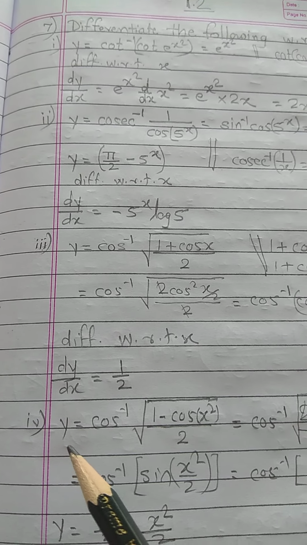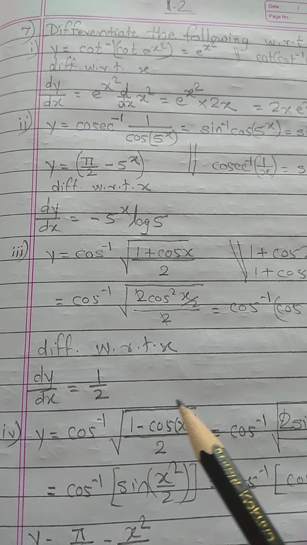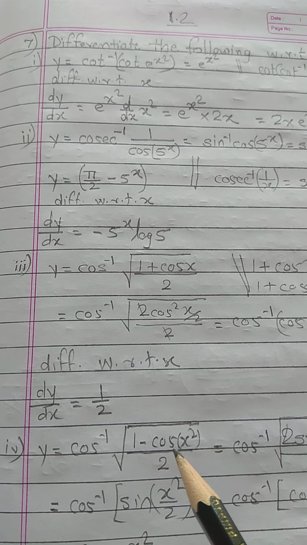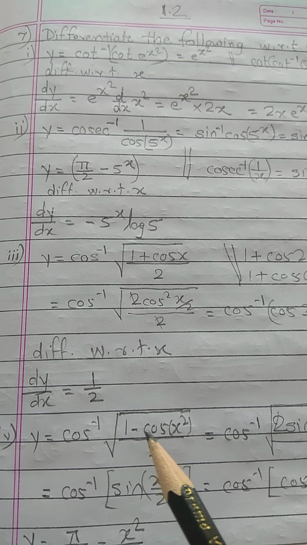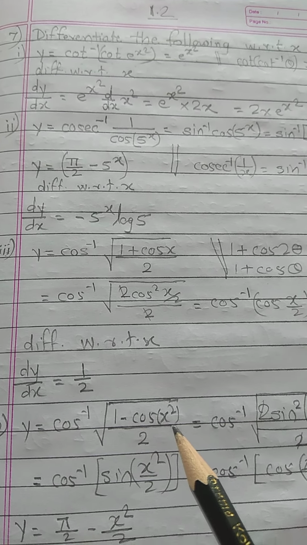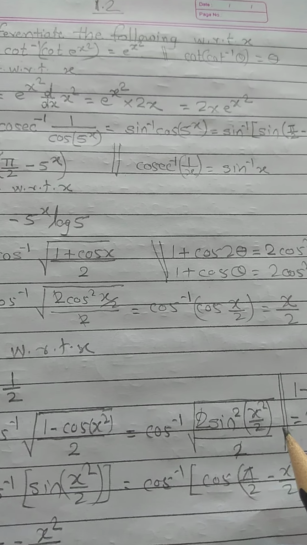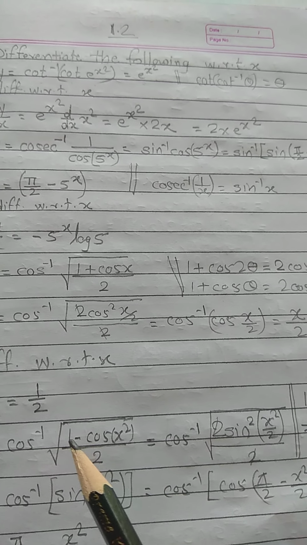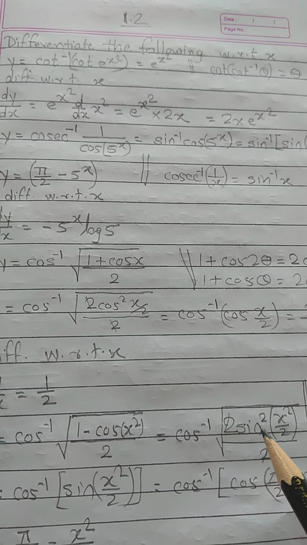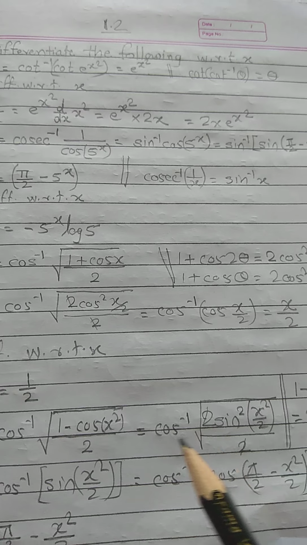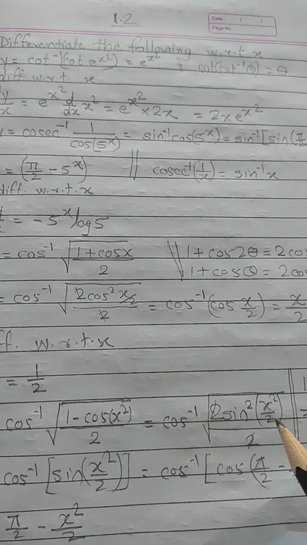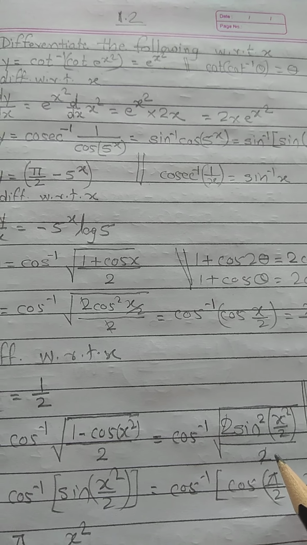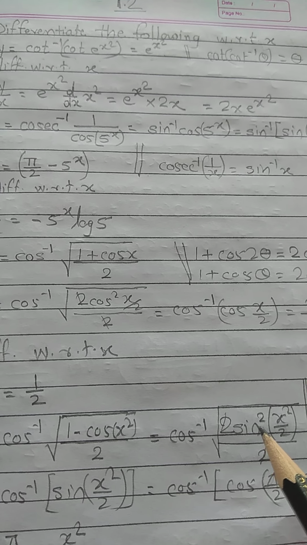Roman 4, y equal to cos inverse of root of 1 minus cos of x square upon 2. We will compare it with 1 minus cos theta equals 2 sine square theta by 2. So 1 minus cos x square is 2 sine square x square by 2. X square is the angle, so we have to take half of that. The 2 in the numerator will get cancelled with the 2 in the denominator. Root of sine square is sine.